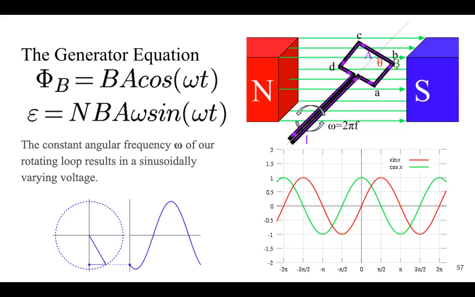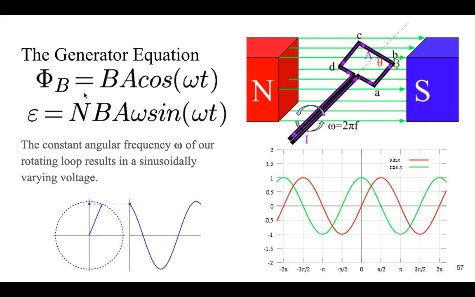So just kind of the beauty of math. There's this huge connection between rotation and sines and cosines. So yeah, unit circle and all that stuff. But basically what's going on here is the fact that we have a constant angular frequency of omega. The fact that this thing is going to turn around at a constant rate with a constant angular frequency or angular velocity is going to give us a sinusoidally varying voltage.